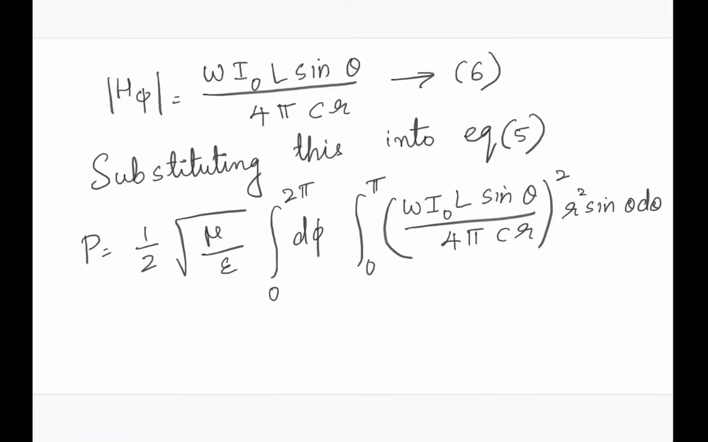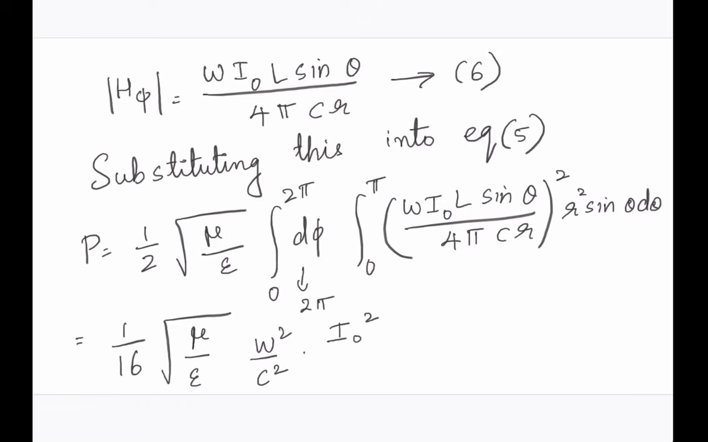So in this, many of the terms will get cancelled. r square will get cancelled, 2 will get cancelled, pi will get cancelled. So what remains can be written as 1 by 16 into root of mu by epsilon, omega square by c square into I naught square L square by pi square, integral 0 to pi sin cube theta d theta.